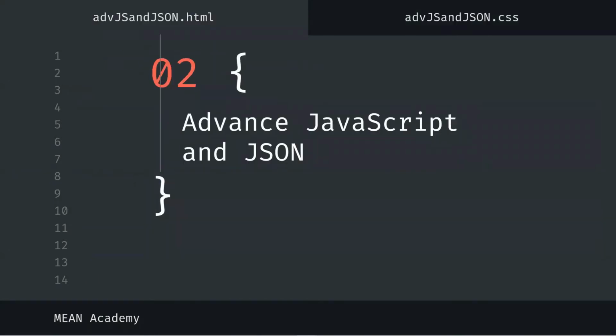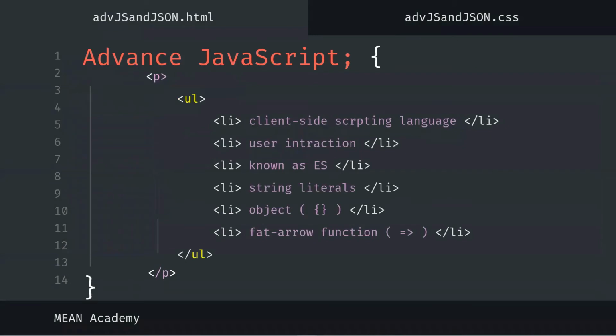Then after, advanced JavaScript and JSON. Why is it necessary, and what are the advantages or key features of the same? Advanced JavaScript is one of the key and most important things regarding MEAN stack or MERN stack development. JavaScript is a client side scripting language where we have user interaction.